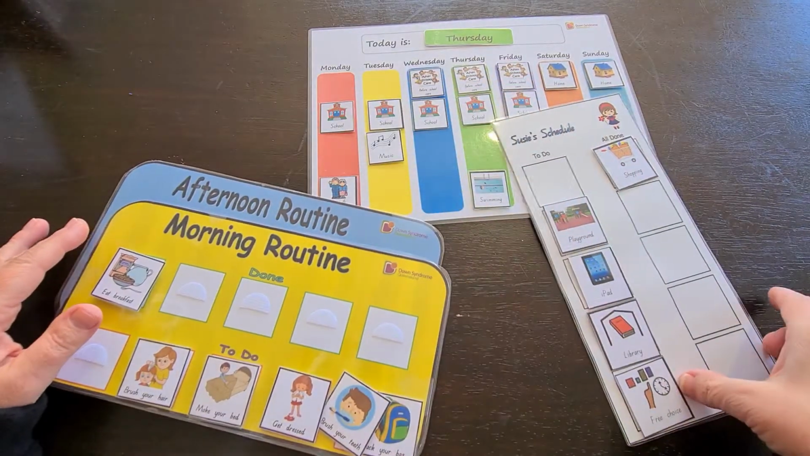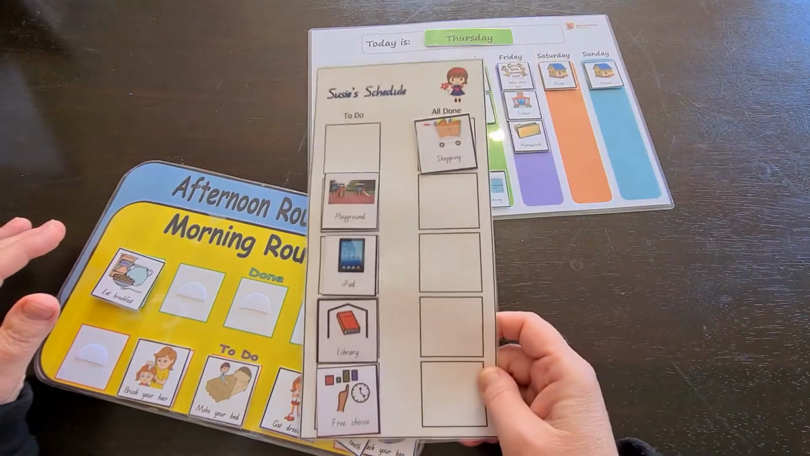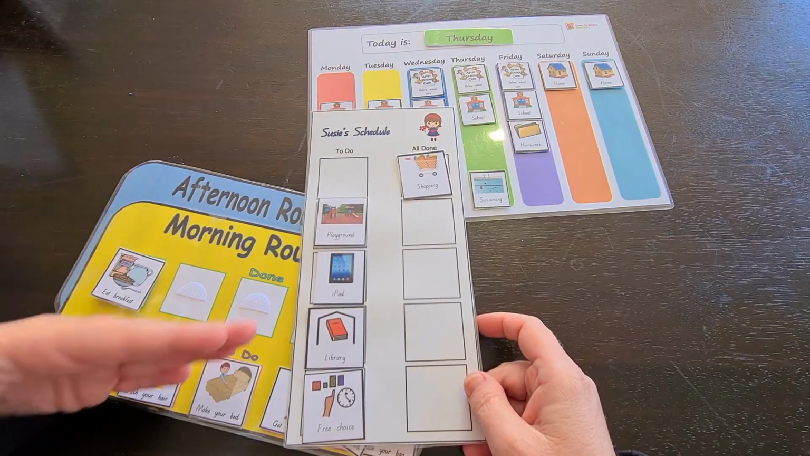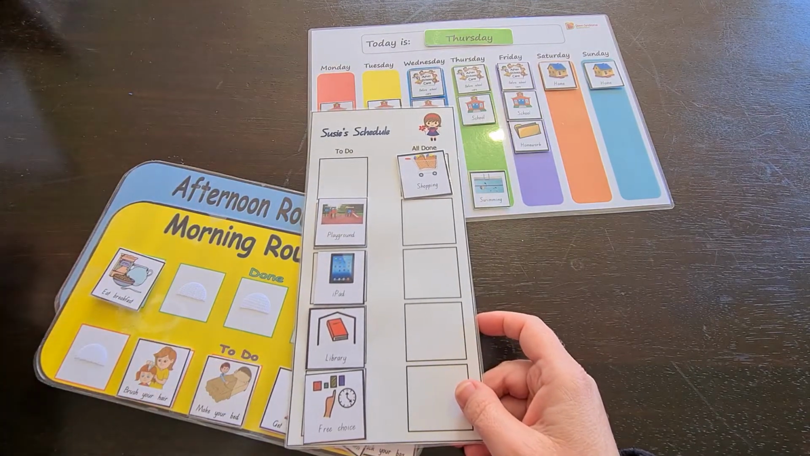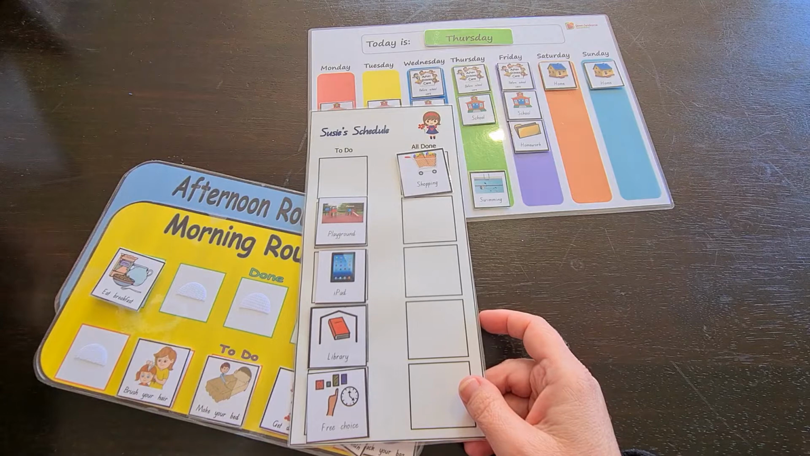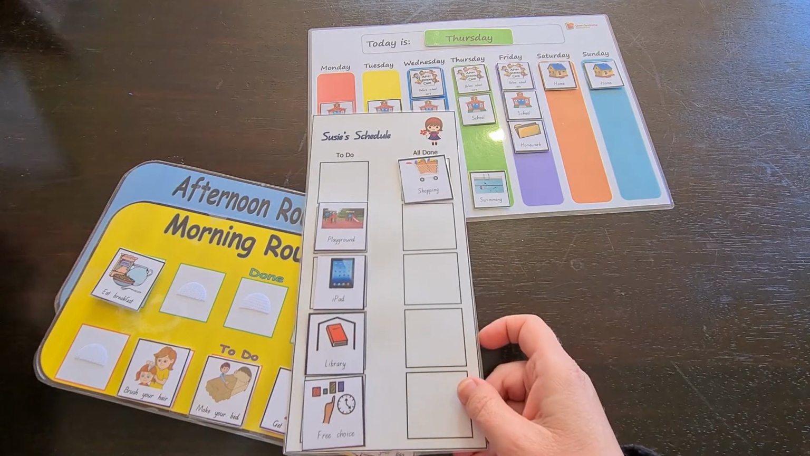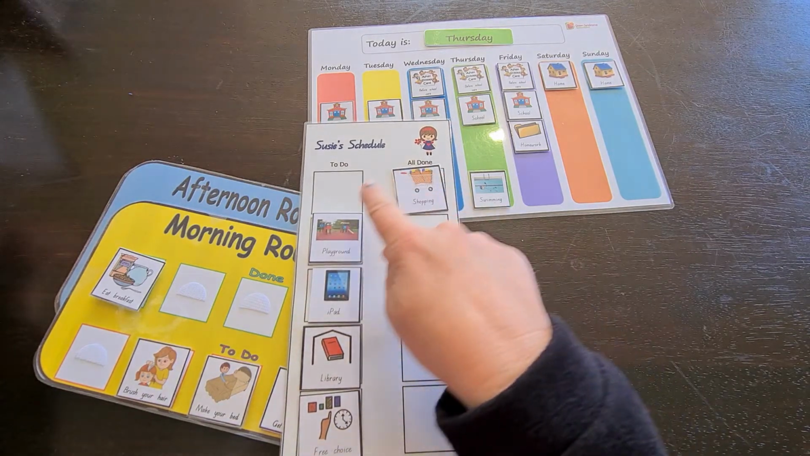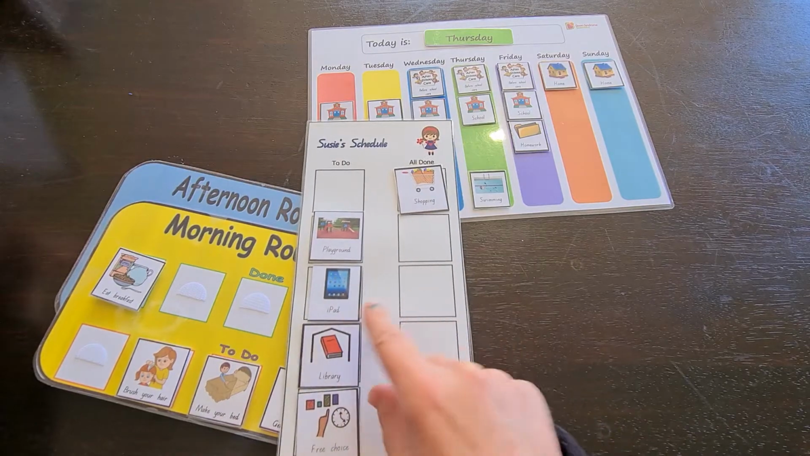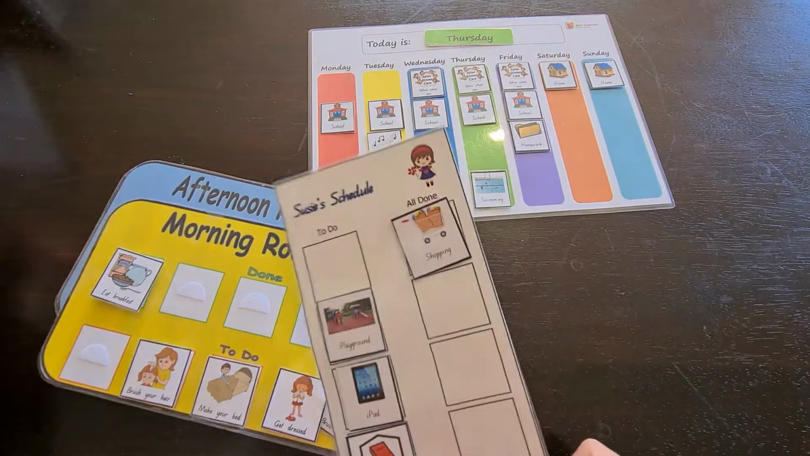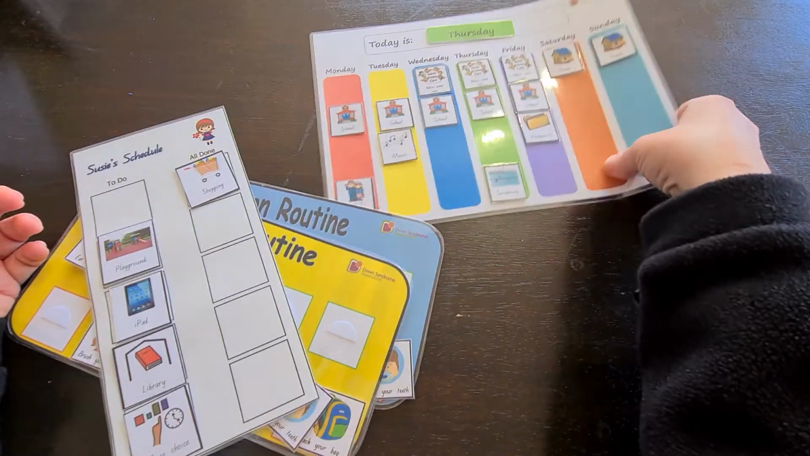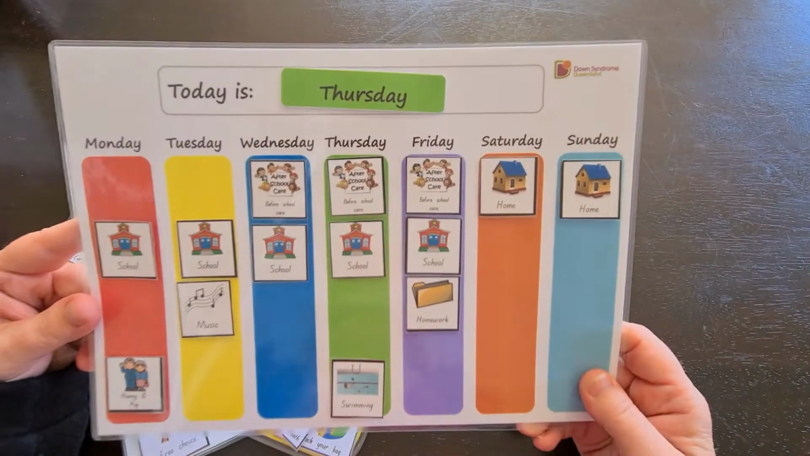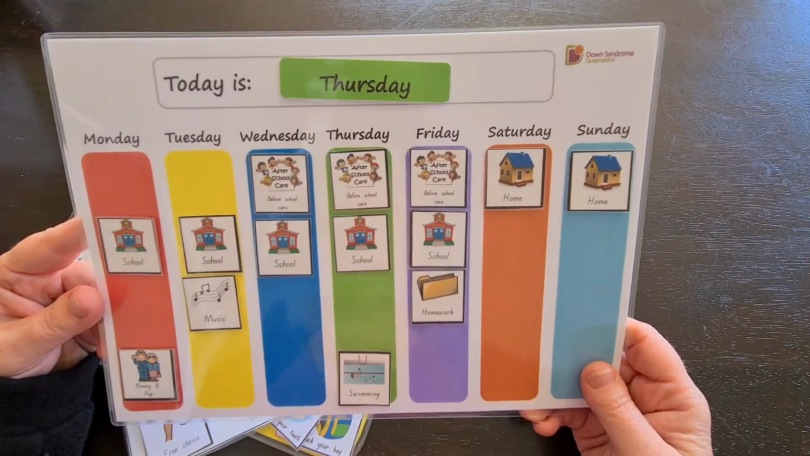Or you could move on to something like this one, just with a range of activities that could take them a varying amount of time. You could use a timer with this one as well. And same idea, once they've done the activity, they move it over, encouraging them to be more independent as they go. Or then you could work on something that is a week to view like this one.